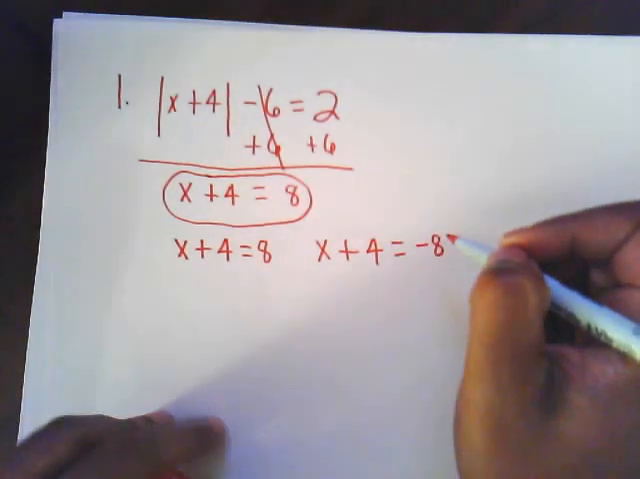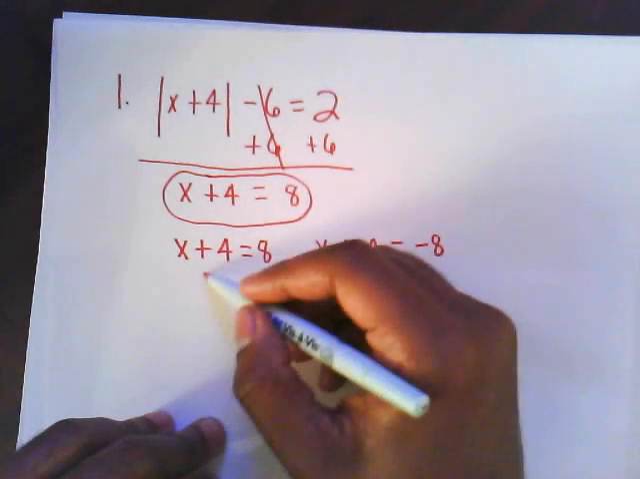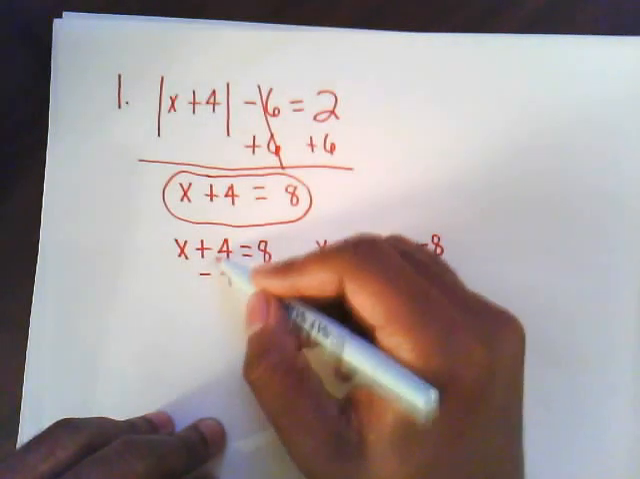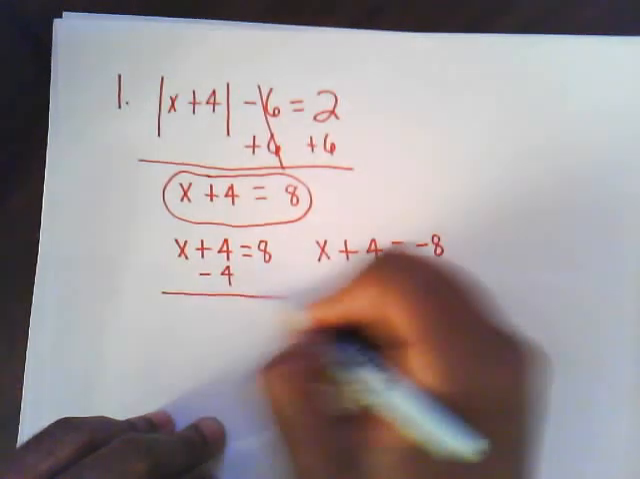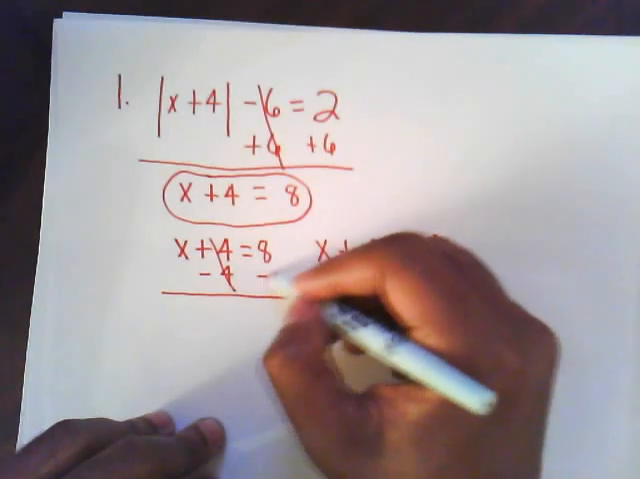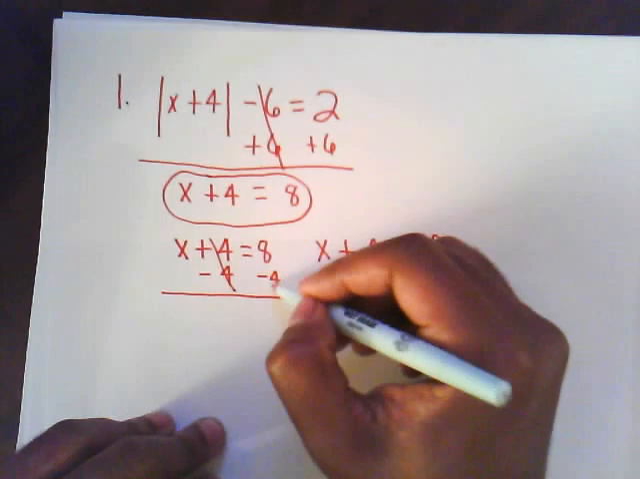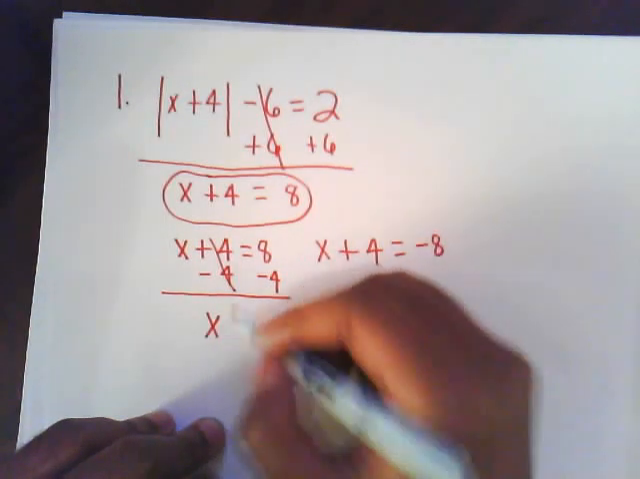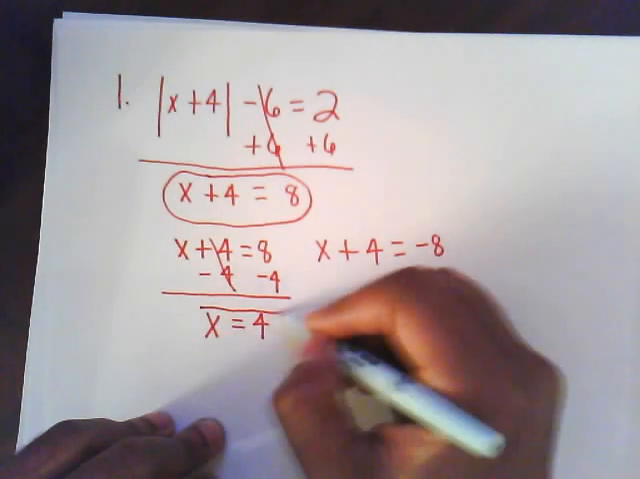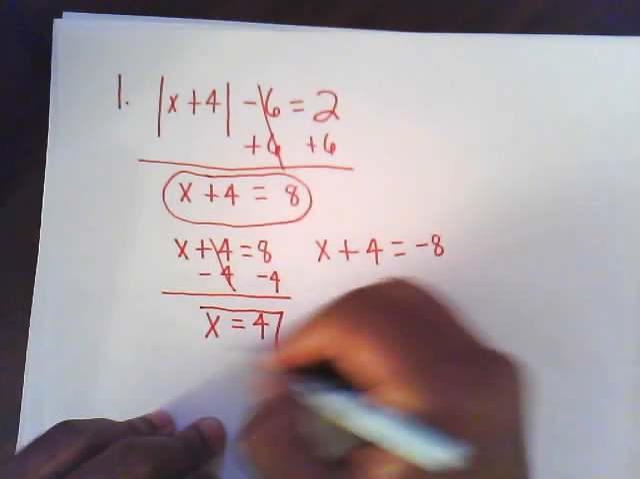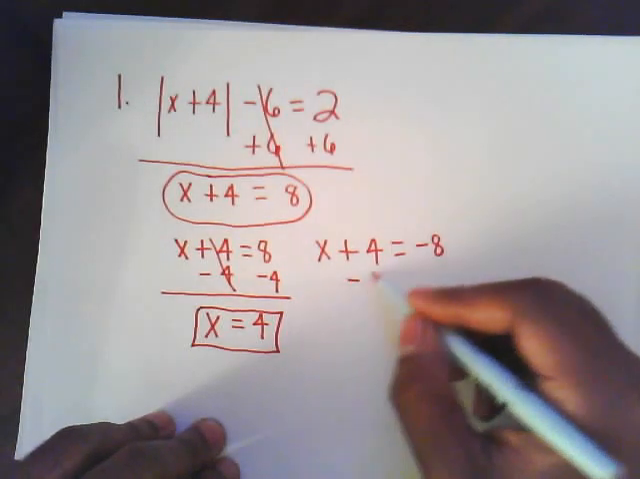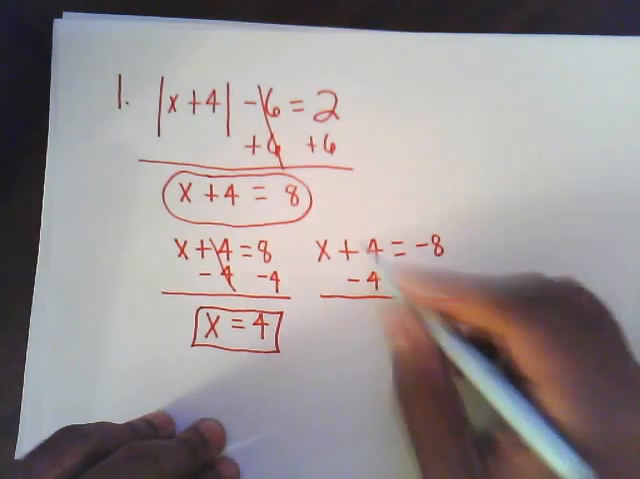Now, at this point, we're going to solve both equations. Here, we do inverse operations. Positive 4, the opposite of positive 4, is negative 4. 4 minus 4 is 0. So we come over here and also subtract 4. 8 minus 4 is 4. So our first answer is x equals 4. We're going to put a rectangle around the answer. That's answer 1.